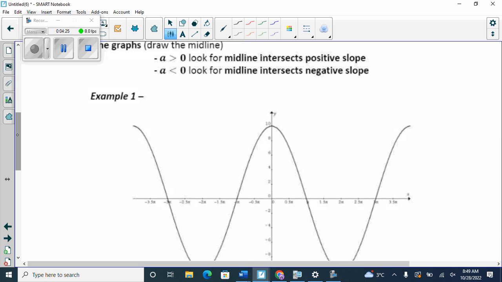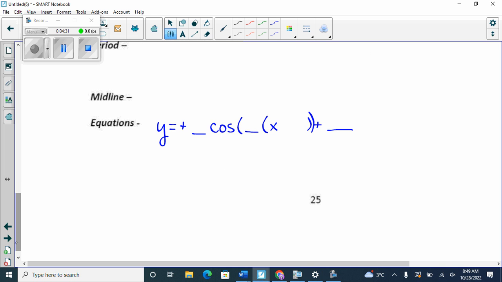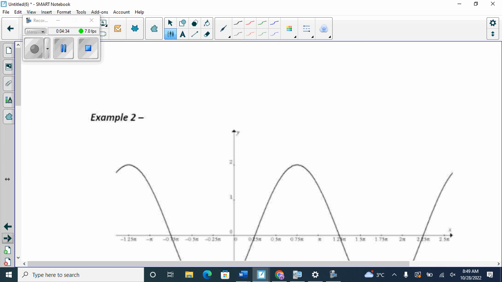Is it on the y-axis? Is there a horizontal shift for a positive cos? No. I'm done. Okay, next one. Because I can put a plus 0, but what does that matter? No point, right? That was the easiest C.